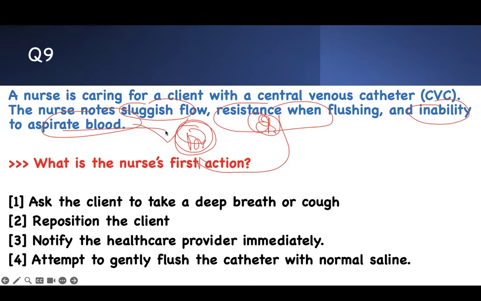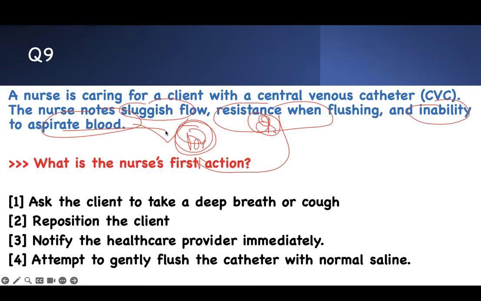How do you figure out why this is not working? The first thing is what? Non-invasive. Always go with the non-invasive. Taking a deep breath and coughing, they're using something, right? Notifying the healthcare provider, you've not done your job. Flushing it, yeah. You don't know what is in the catheter yet.